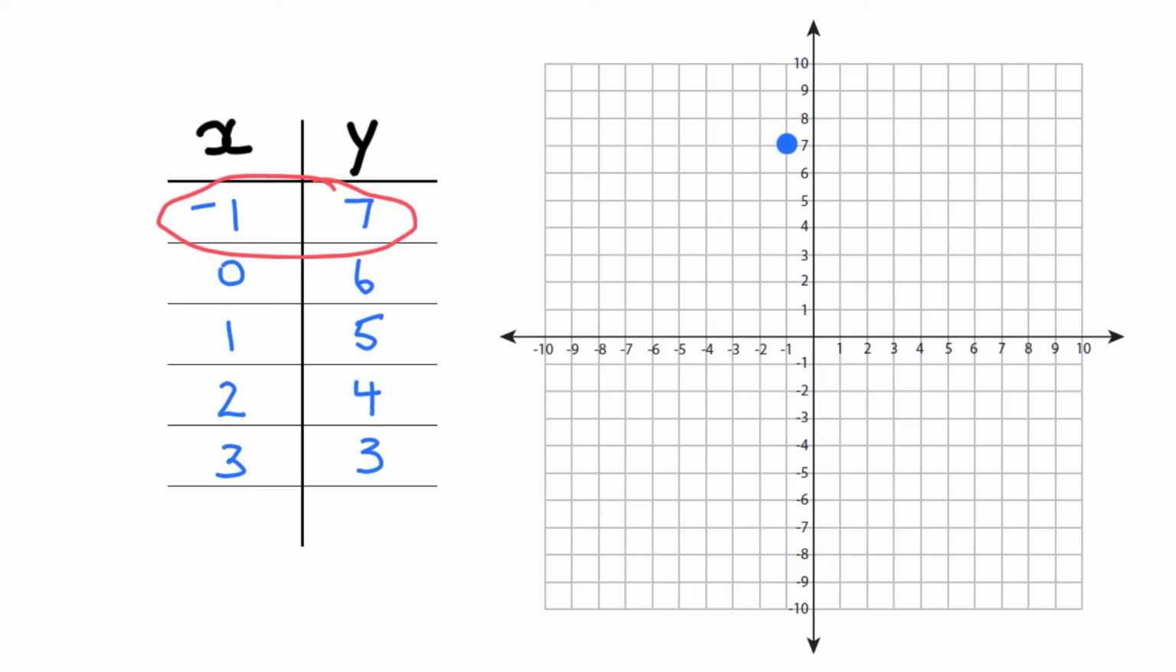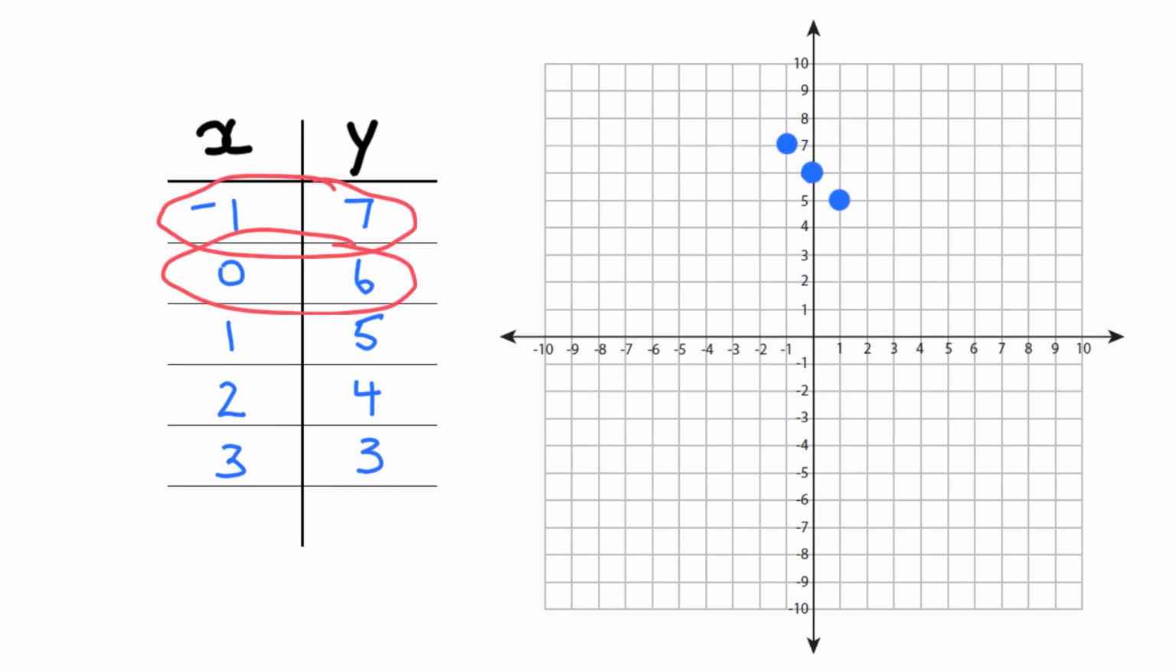Then our second pair of points right here, 0, 6. I want to find where x is 0, and then we're just going to go up to 6. And that's 0, 6. Then our next pair is 1, 5. So 1, 5. I want you to pause the video, see if you can do the final two pairs of points and plot them onto the graph.